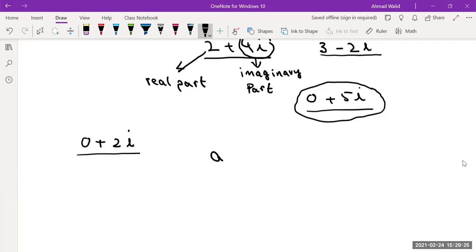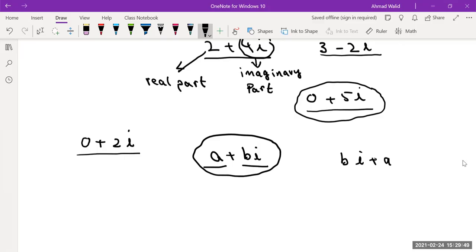Remember, your standard form is a plus bi, real part and imaginary part, correct? Some people want to write it this way, bi plus a, and say there is no problem. Yes, there is no problem, it's the addition rule. But usually this is our standard form. We want to write our answer always in the form of a plus bi or a minus bi, correct? And we call these numbers complex numbers, correct?